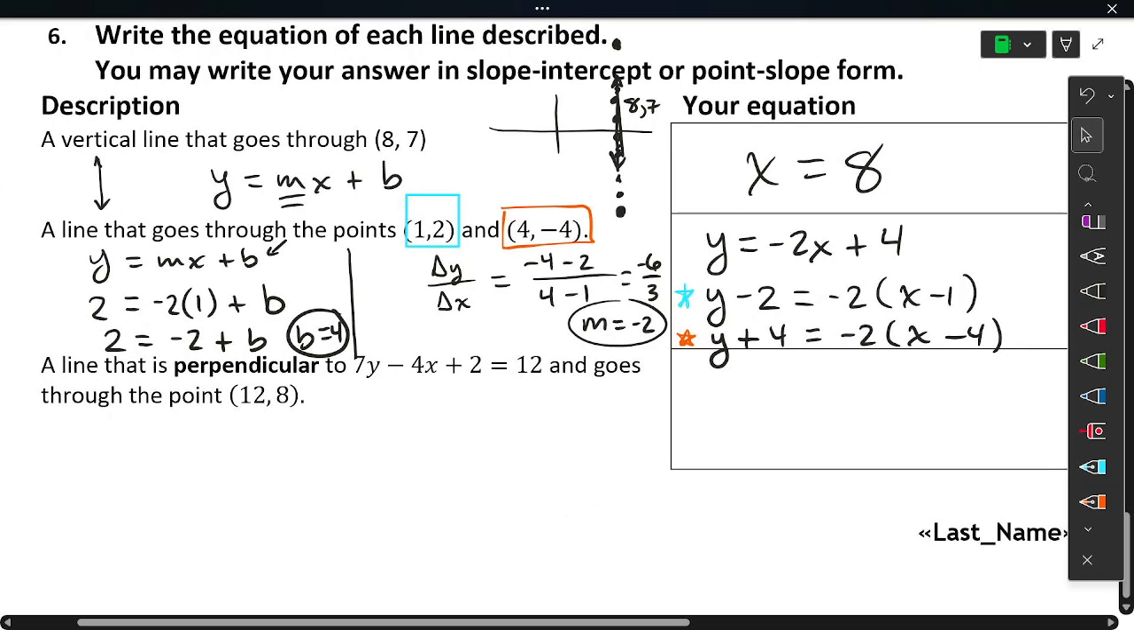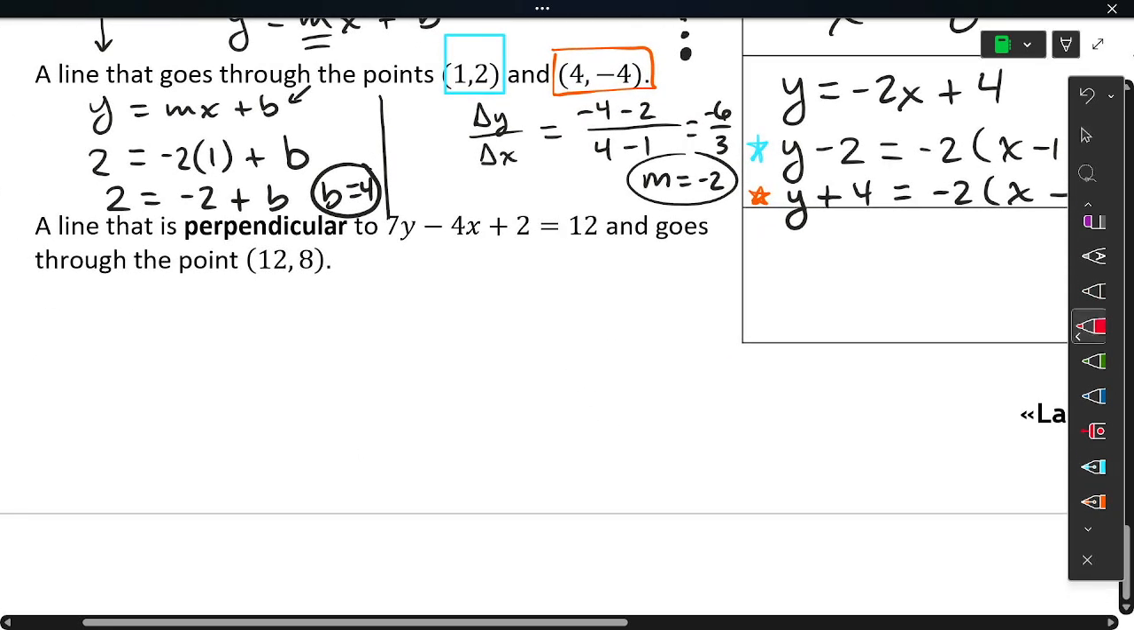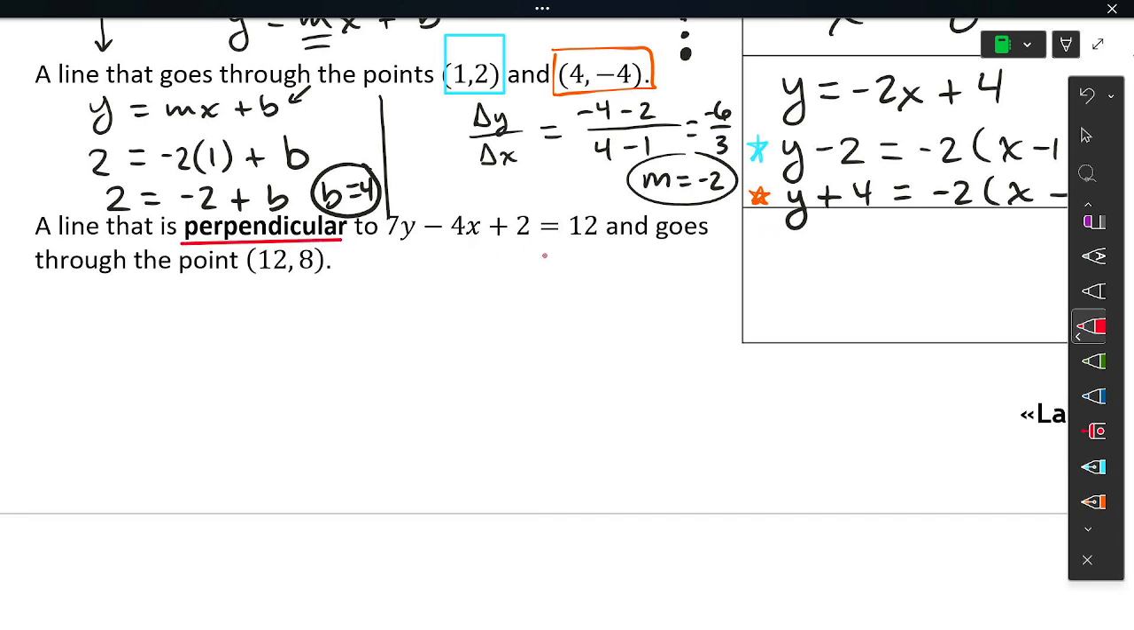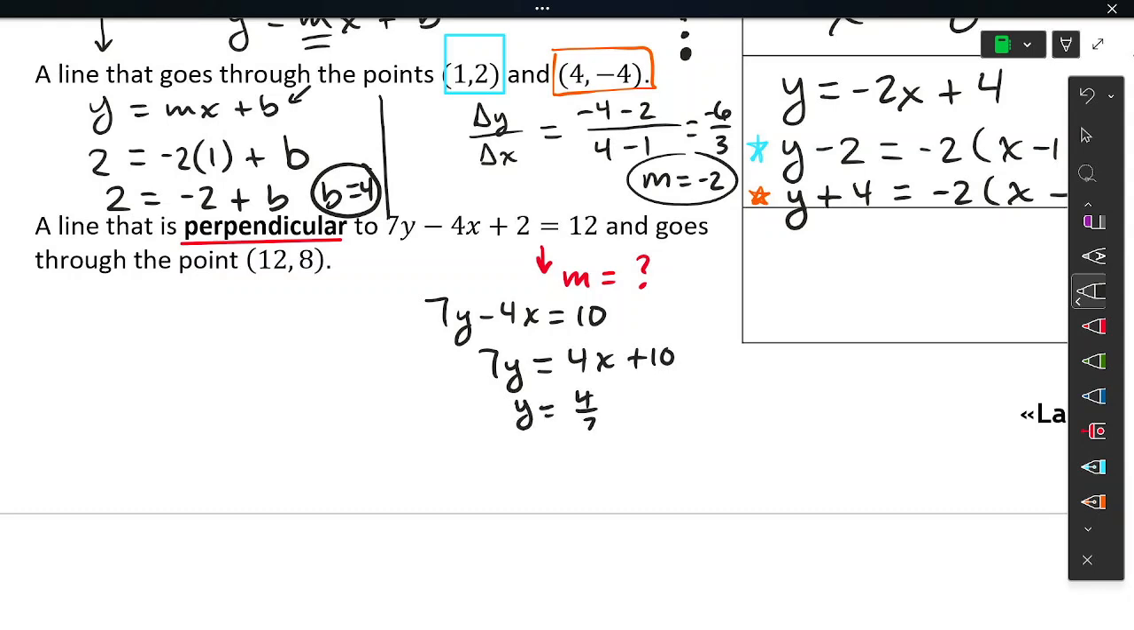All right, the last problem says, find the equation of a line that is perpendicular to this line. Well, in order to do that, I need to know its slope. And the format that it's written in, it's a little bit difficult to see the slope. So I'm going to clean it up a bit. I'm going to subtract 2 from both sides. I'm going to write 7y minus 4x is the number 10. Then I'm going to add 4x to both sides. So I get 7y is positive 4x plus 10. And I'm going to divide by 7. So y is 4 over 7 times x plus 10 over 7.